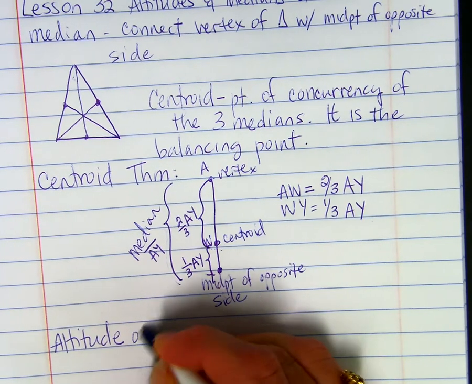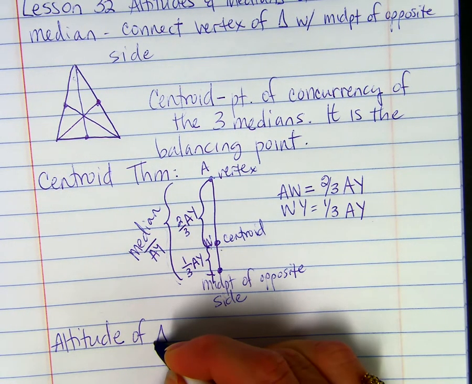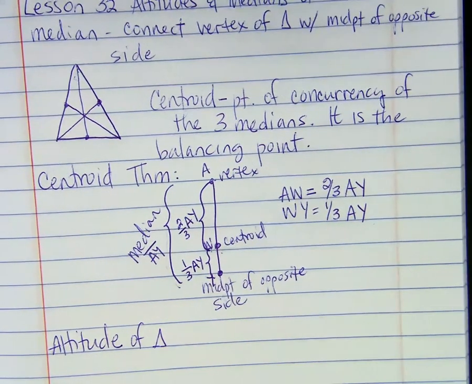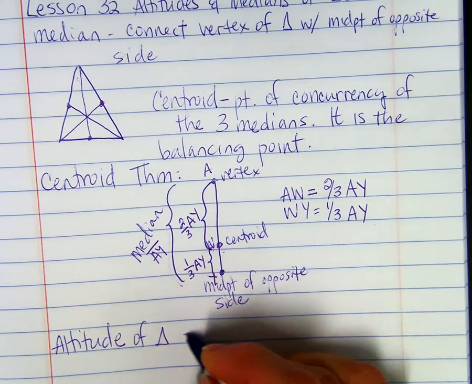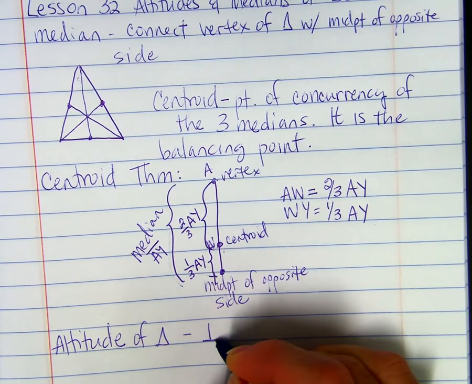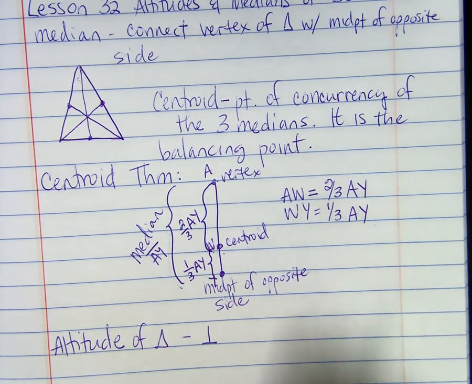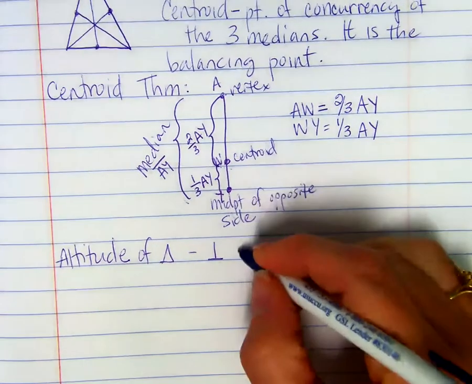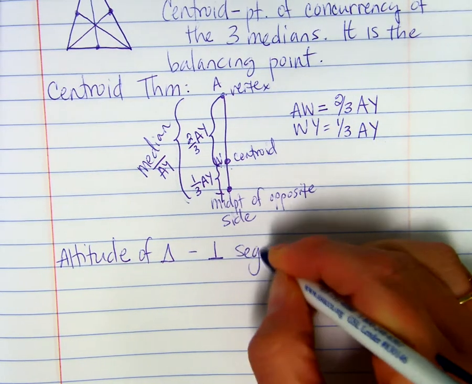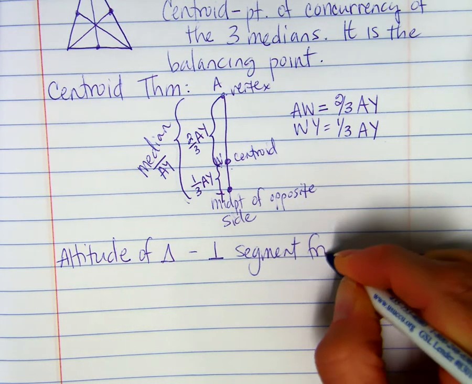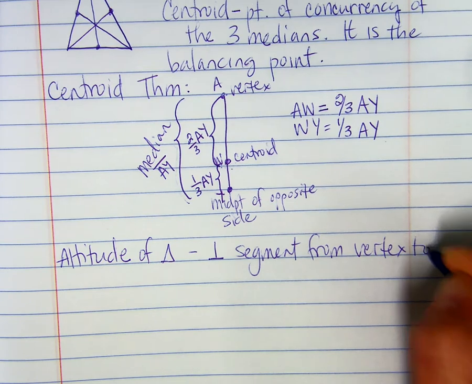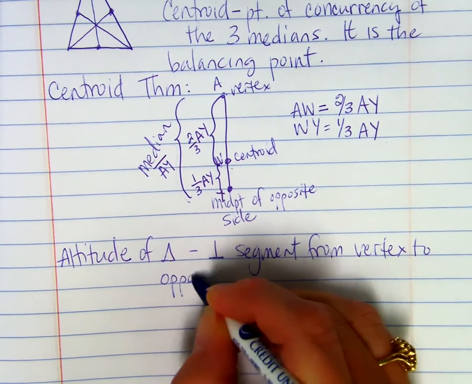The altitude of a triangle is the perpendicular segment from the vertex to the opposite side. It does not necessarily bisect the side. It's just perpendicular, so it's a segment from the vertex to the opposite side.